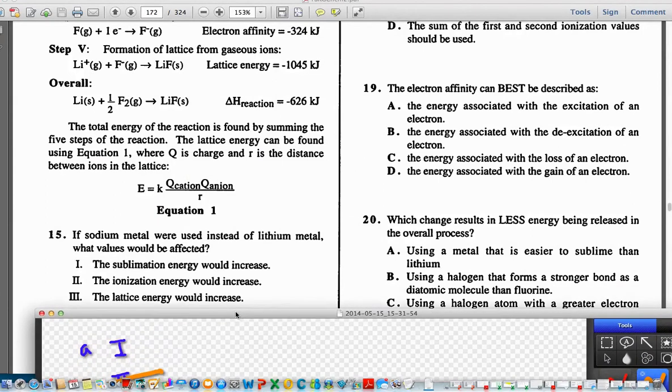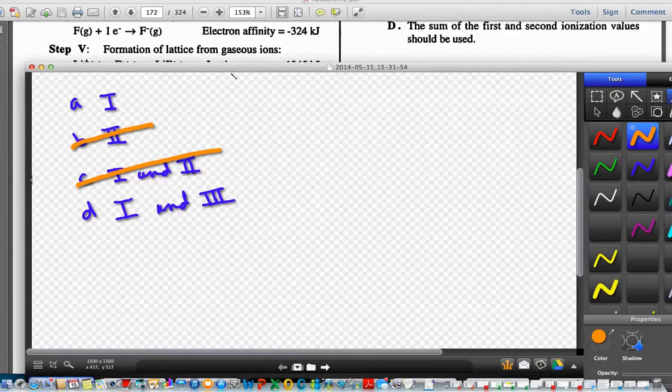The lattice energy would increase. Actually, the lattice energy would decrease. And this is why. Sodium is a larger ion than lithium. That means if I have the same cation, no matter what it is, let's just say it's this. Think of two dancing partners.